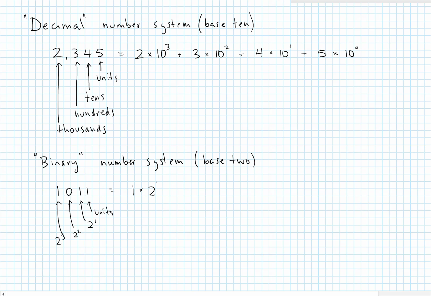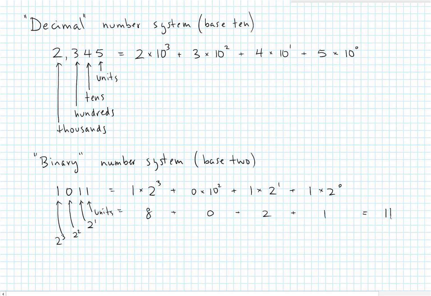So this number is 1 times 2 to the power 3, plus 0 times 2 to the power of 2, plus 1 times 2 to the power of 1, plus 1 times 2 to the power of 0. So what does this all actually correspond to in our more familiar decimal notation? Well, 1 times 2 to the power of 3 is just 8, plus 0 plus 1 times 2, plus 1 times 1. So 8 plus 2 plus 1, which is 11.